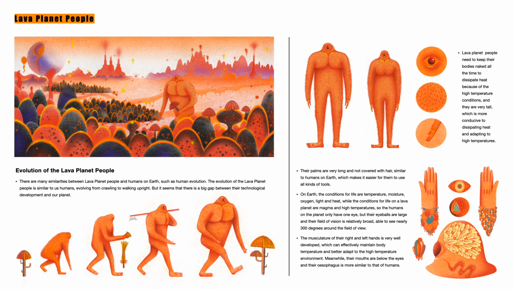In the creature setting, each creature is designed according to the characteristics of the environment on the lava planet. For example, the conditions for life on Earth are temperature, water, oxygen, and light, while the conditions for life on lava planet are magma and high temperatures. Lava planet people need to keep their bodies naked to dissipate heat because of high temperature conditions, and their bodies are very tall, which is more conducive to heat dissipation and adaptation to high temperatures.